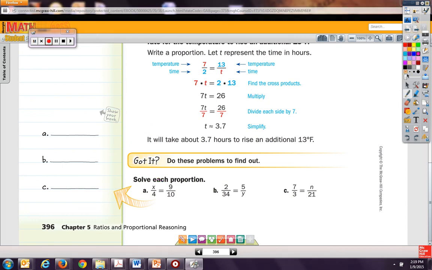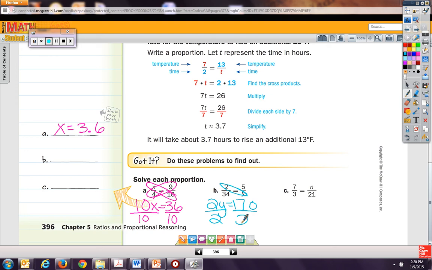So I've got 10 times x, so I've got 10x equals 4 times 9, which is 36. Divide by 10, divide by 10. So this is where we're pulling in our algebra skills. X equals 3.6. Over here, I get 2y equals 170. Divide each side by 2. Y equals 85.